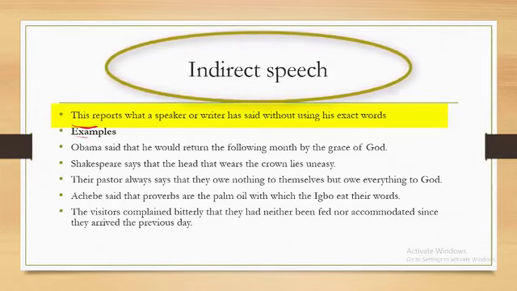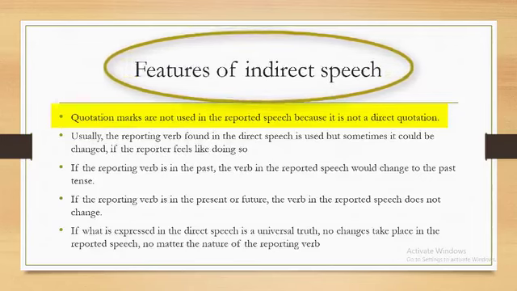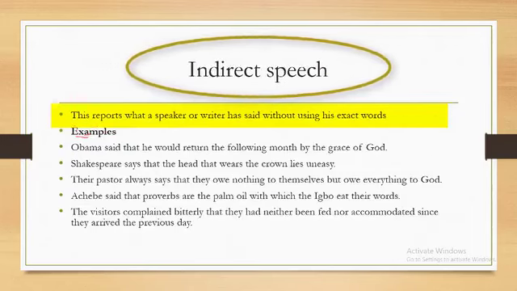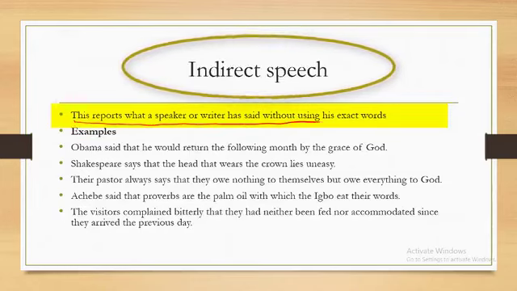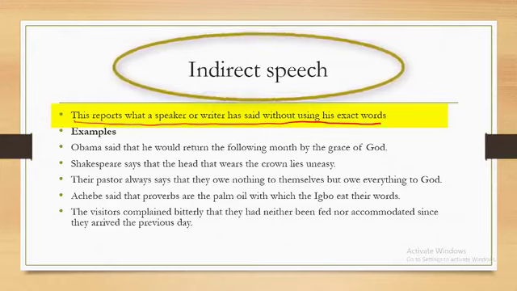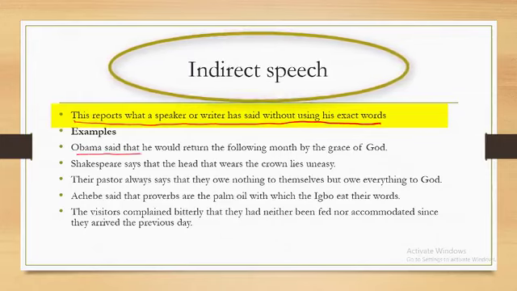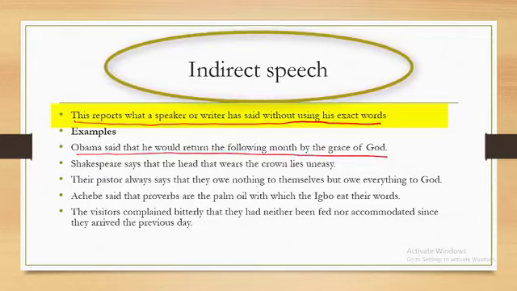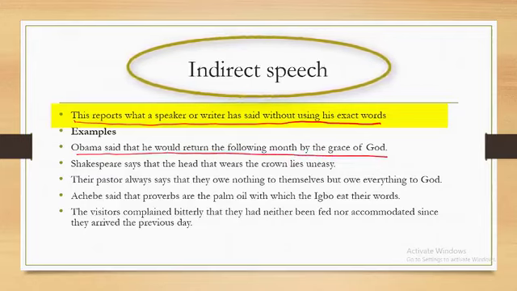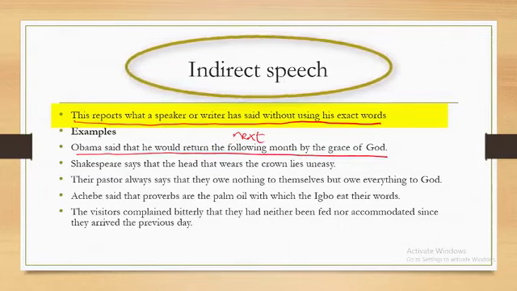So every time we use an expression that is not in the exact words of the speaker, we call that an indirect speech. We are not using the exact words of the speaker. So for instance, what I said before: Obama said, "I would return next month by the grace of God." If I'm going to change that to an indirect speech, you can see it now. Obama said he would return the following month by the grace of God. Now, next became the following.